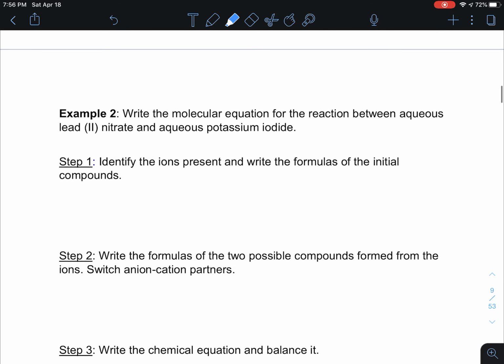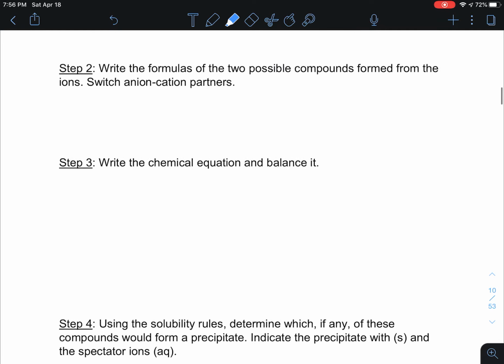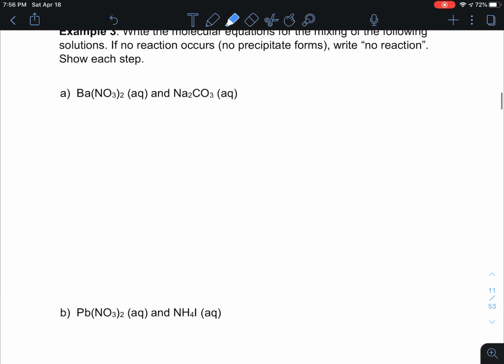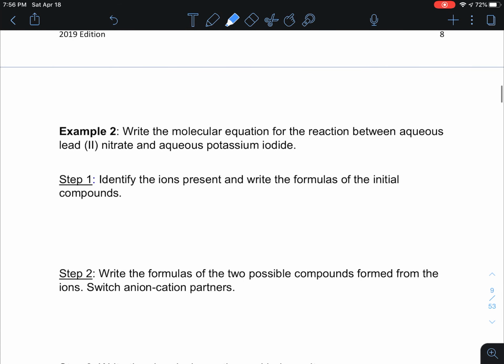All right. So let's try experiment number 2, example number 2 here. We're going to write a molecular equation for the reaction between aqueous lead nitrate and aqueous potassium iodide. I'm just going to slide a little bit forward. Molecular equation. Okay. And then we're going to do some more. Okay, so let's write this one out.